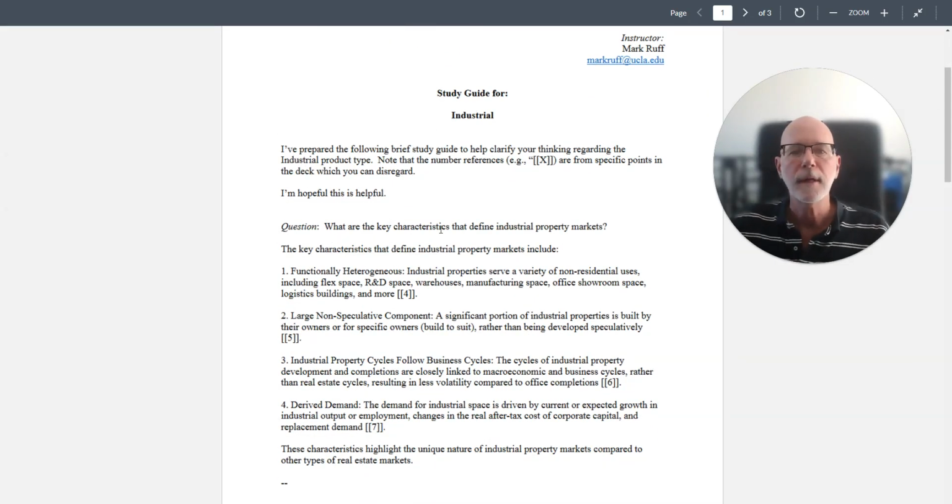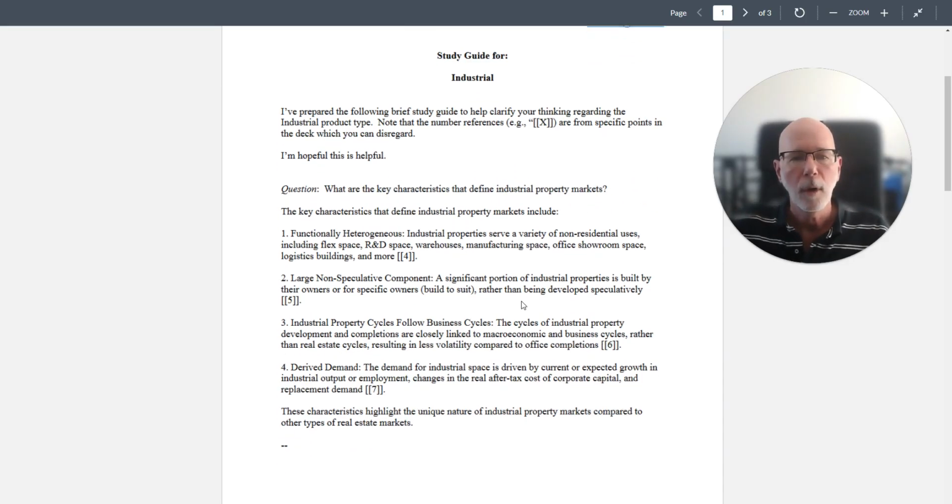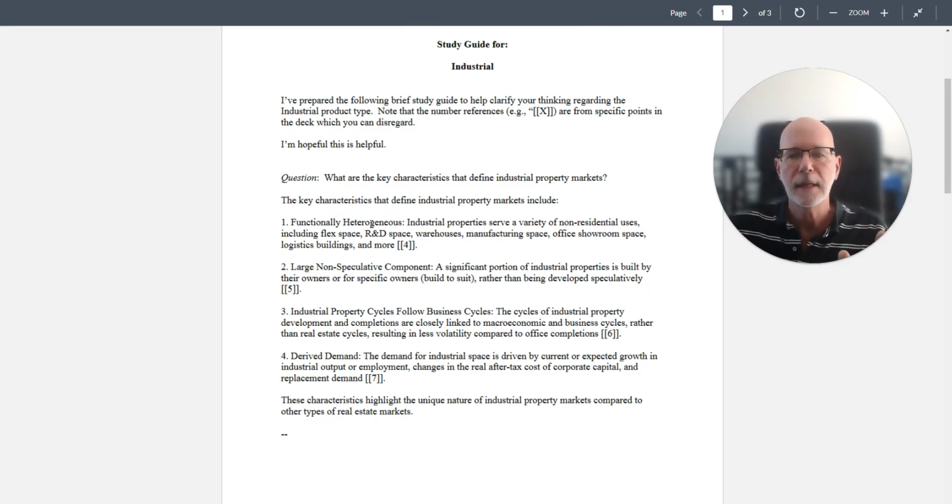For example, what are the key characteristics that define the industrial property markets? Well, functionally heterogeneous means they're basically interchangeable, and flex space. Large non-speculative component. See, in residential real estate, and sometimes even in retail, there's a speculative component to the development where they anticipate growth. They want to capture future growth. Well, in the industrial or warehousing product type, it's not really that speculative. It's actually build to suit, or what's called derived demand.